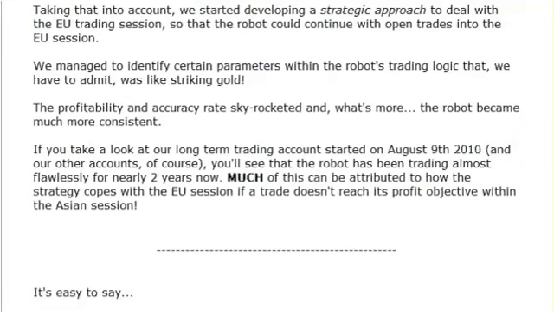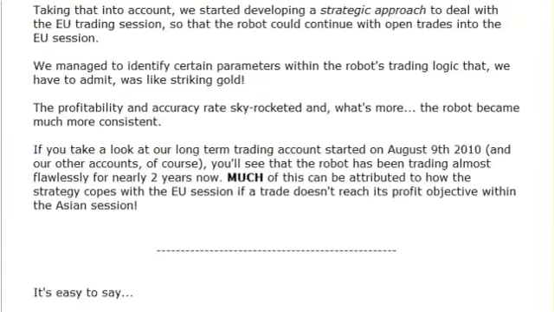We managed to identify certain parameters within the robot's trading logic that we have to admit was like striking gold because of the end results of what we found. Today in hindsight, we see what the results were of that. The profitability, the accuracy rate skyrocketed. The robot became much more consistent.